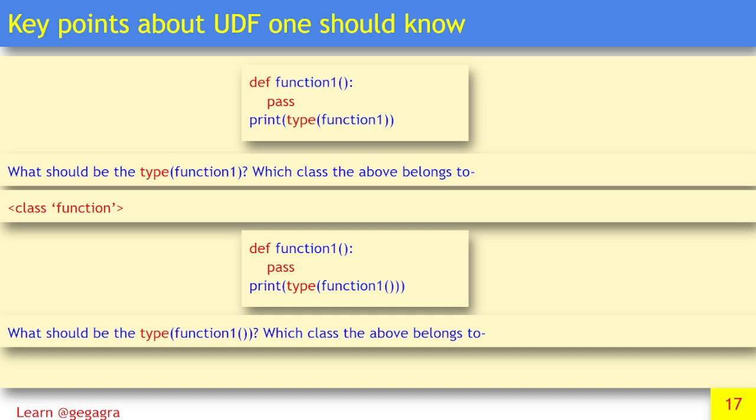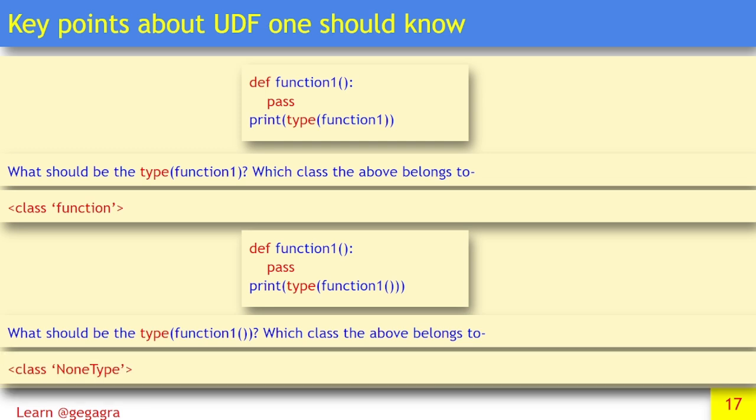What should be the type, which class does the above belong to? Here it will belong to class NoneType, because this function is returning None, because there is nothing to evaluate and nothing to return, and that is why we simply said pass. So it will return the NoneType value. If you print type of function1(), it will print class NoneType. So these are some facts which I wanted to share with you.